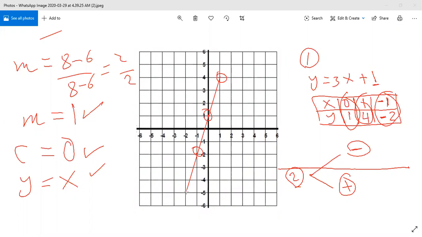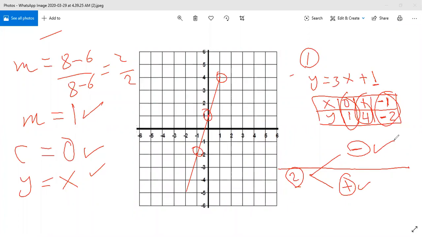And this is the first part: how to draw the equation of the straight line. We will make a small table, put any 3 values for x, and find the corresponding values of y. Part number 2, how to know the gradient of the straight line is negative or positive, only from the graph.